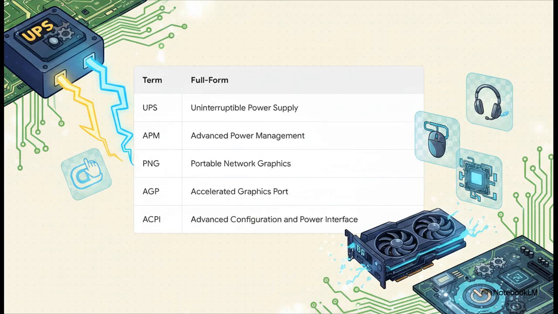To keep that whole machine running smoothly, you need power and graphics. Have a sudden outage? You'll definitely want a UPS, an uninterruptible power supply, which is managed by APM, Advanced Power Management. For your images, PNG stands for Portable Network Graphics, while AGP is your accelerated graphics port. Finally, we've got ACPI, the Advanced Configuration and Power Interface. You know, notice how these names literally just describe their exact jobs?